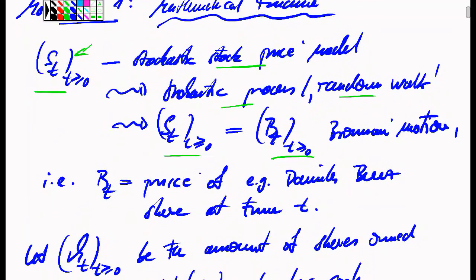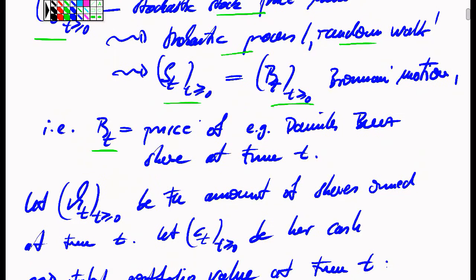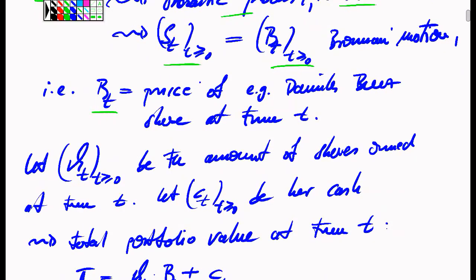So think of S_t being the chart that you realize when you observe one motion of a stock price as time evolves. In other words, B_t or S_t would be the price, for instance, of the Daimler-Benz share on the stock market at time t. And now we place ourselves in the perspective of an investor who at any moment of time owns a certain amount of shares, and let theta_t be the number of shares that the investor owns at time t.